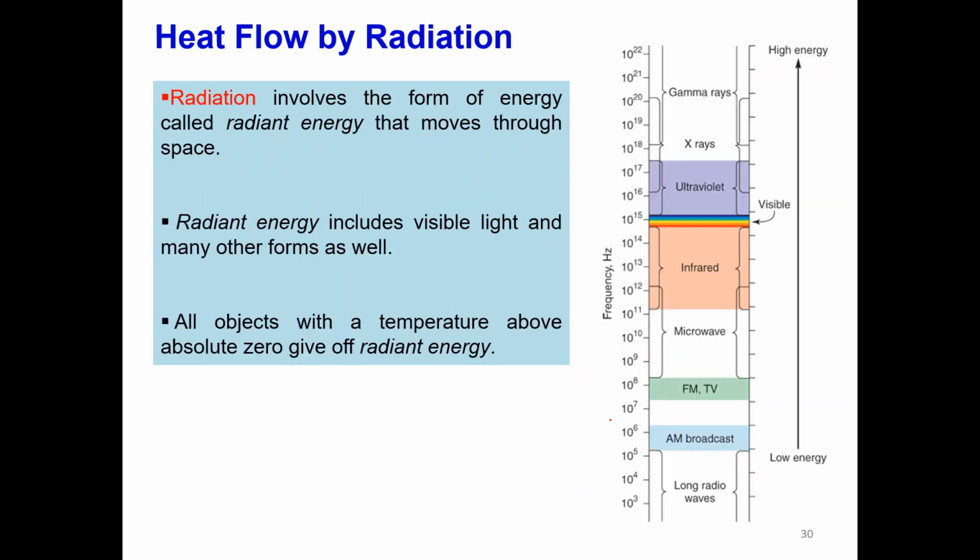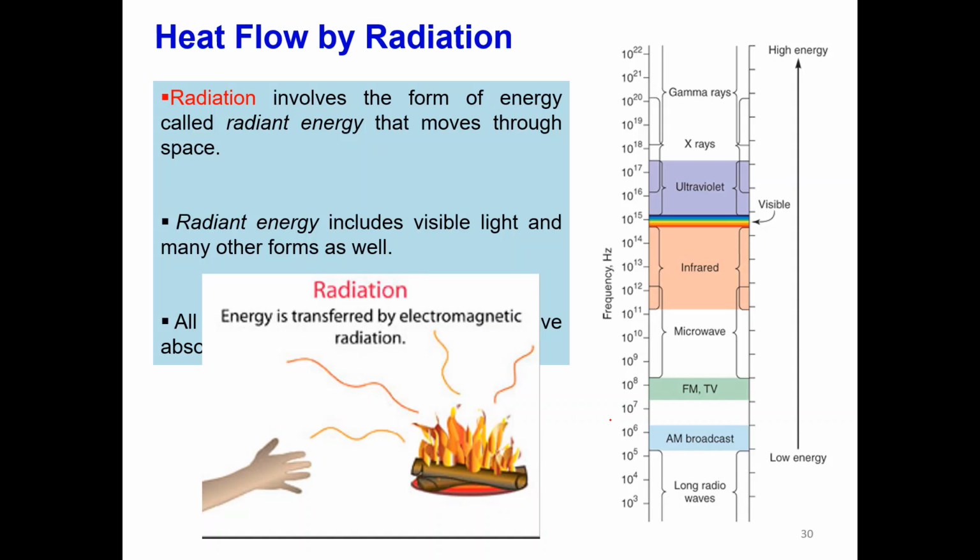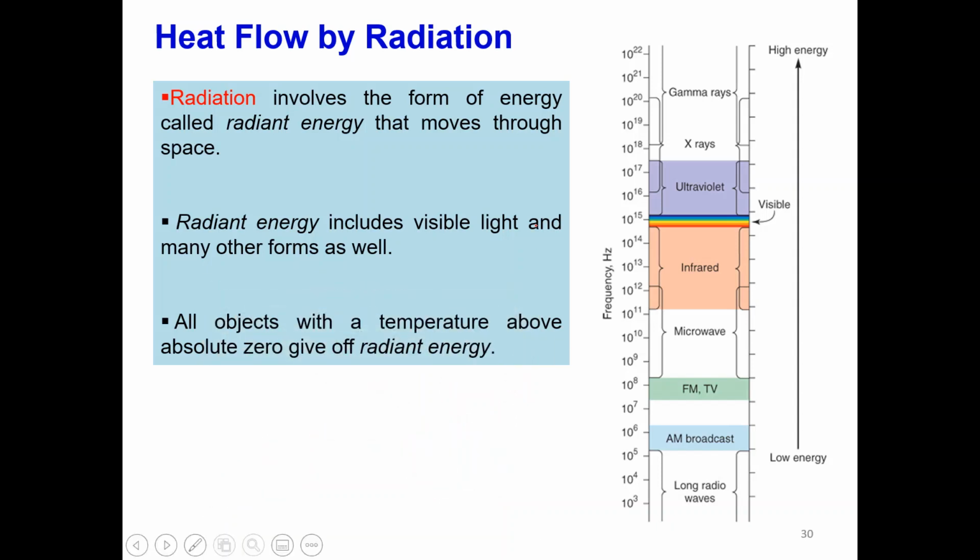The last way we can transfer heat, or the heat can flow, is by radiation, and we say this happens when the energy is transferred in the empty space by electromagnetic radiation. Then what kinds of energy can flow into the empty space? All these kinds of energy of the electromagnetic spectrum, or electromagnetic radiation.